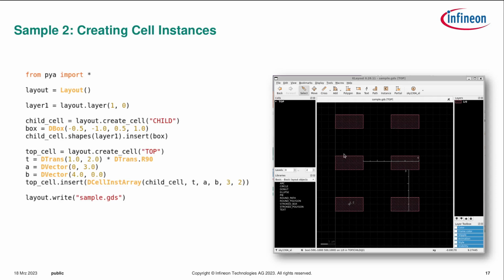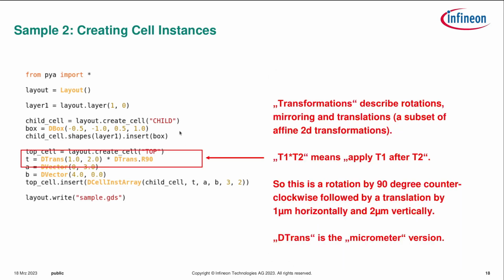In this case, we create a 3x2 array, and the array is specified by a dimension count. So in that direction, it's 3. In that direction, it's 2. And 2 vectors that specify the axis where the dimension advances in. So there's one vector pointing from here to here, which is in this case the A vector, and it's 0 in x and 3 in y. So this is this step. And we have a second vector going from here to here, which is the B step. And this is 4 in x and 0 in y. Both are micrometer values.